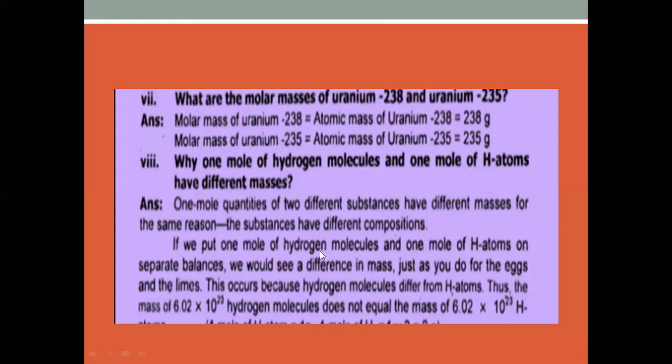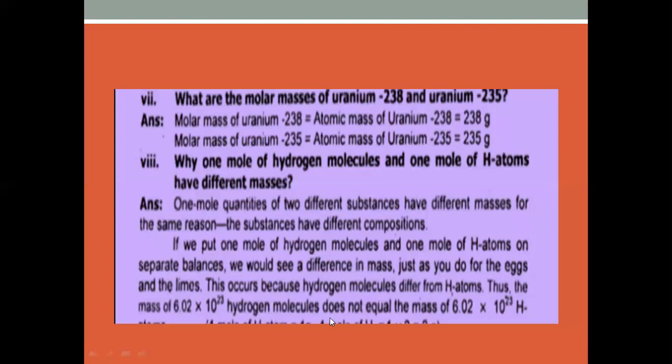If we put 1 mole of hydrogen molecules and 1 mole of hydrogen atoms on separate balances, we would see a difference in mass, just as with the eggs and the limes. If you take 12 limes and 12 eggs and put them on a balance, definitely the limes will be heavier than the eggs. Although both numbers are the same, both are 12, their masses are different.